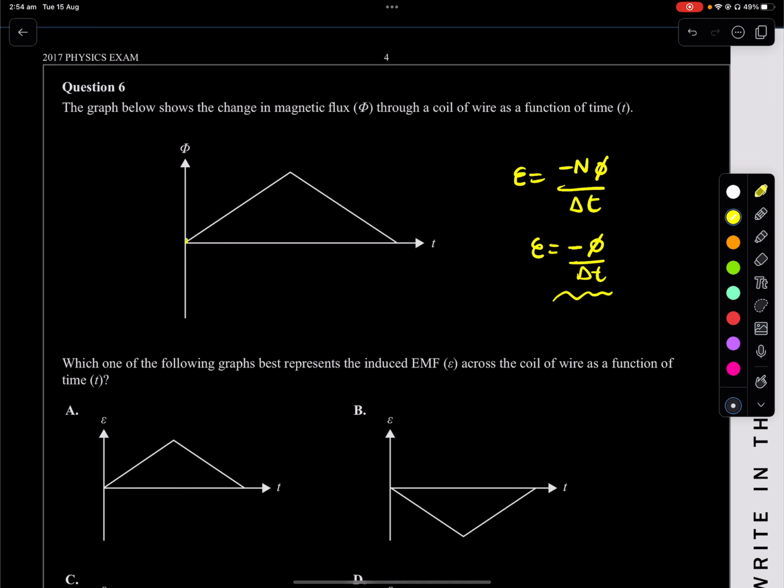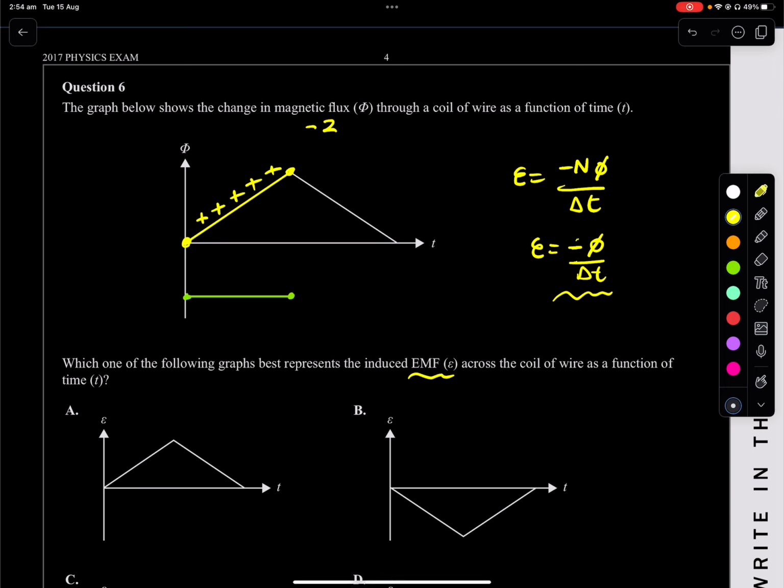For example, let's try to find the gradient from here to here. Because it's going up, remember it's positive. Let's say the gradient is 2. But remember, there is a negative, so we just have to put a negative 2 in there. So it's a negative 2 gradient. If we were drawing the EMF, it will look like a negative 2 straight line from here to here.